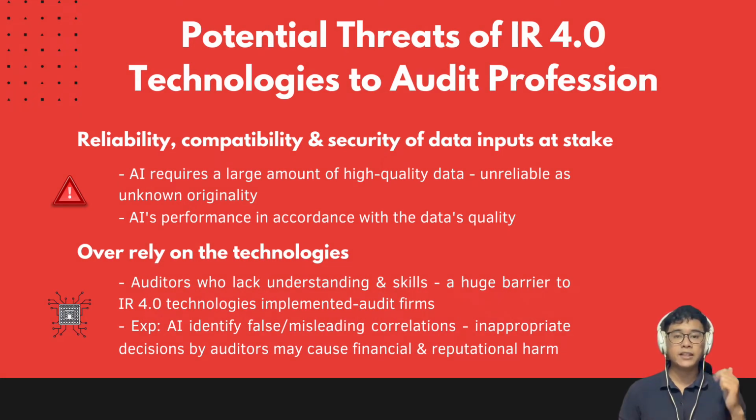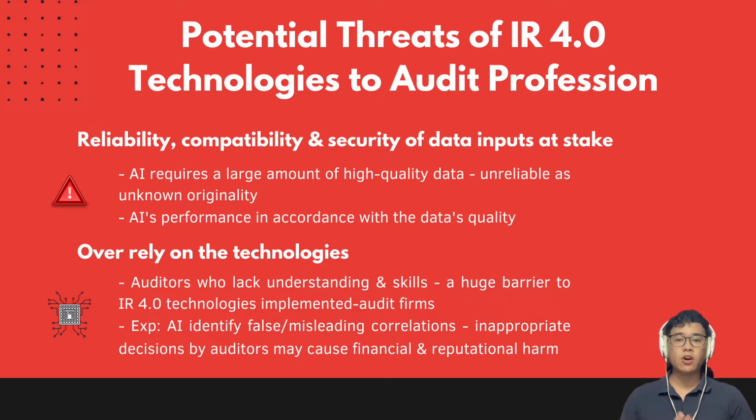First, reliability, compatibility, and security of data inputs may be at stake, as AI necessitates a large amount of high-quality data. However, external big data is unreliable due to the limited field stored, making it difficult to verify its origin, even though external audit evidence is generally considered to be more reliable than audit evidence generated internally. Hence, AI's performance is constrained by a lack of data or data of poor quality.